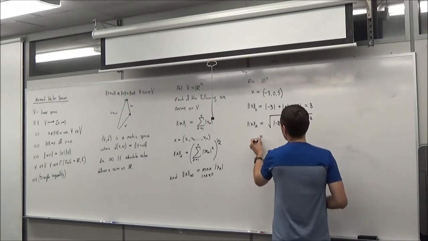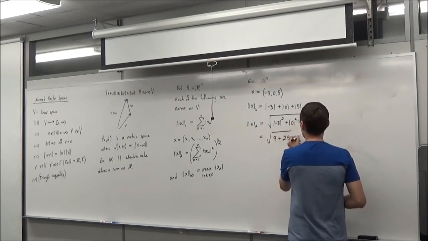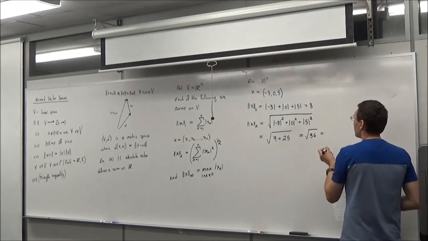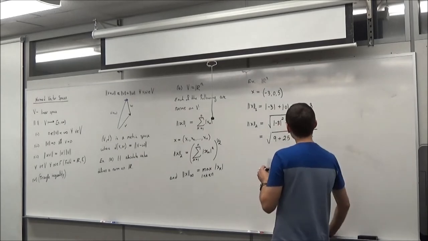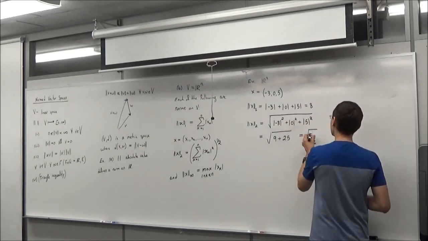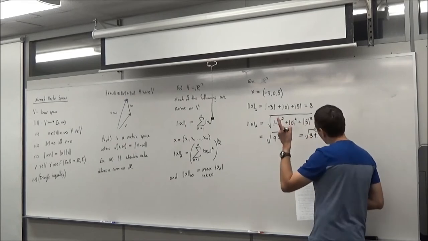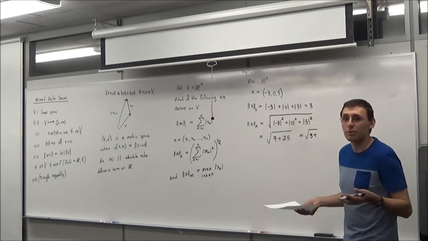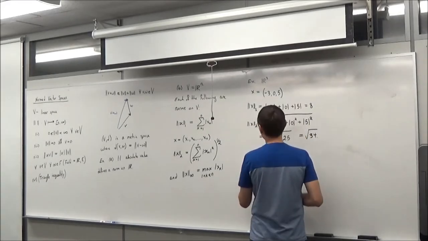What do we get? We get root of 9 plus 25, which is root of 36. Careful, it's 34, not 36. Oh, 34. Root of 34, sorry. I wanted it to be a good number, but it ended up not being a good number. Too bad. Thank you for being so lenient.